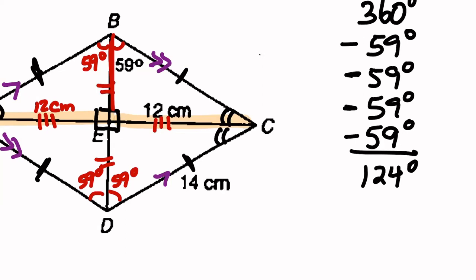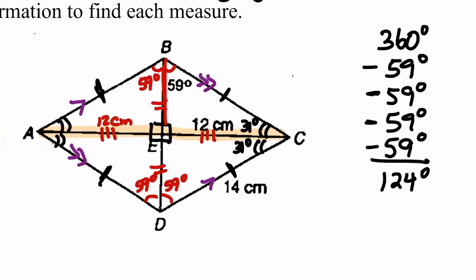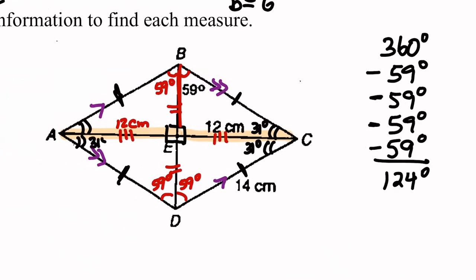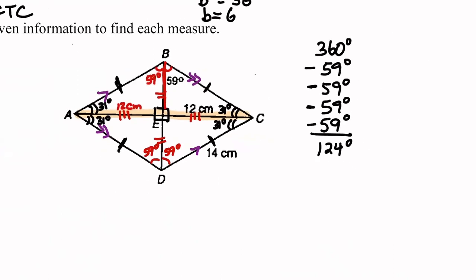90 plus 59 is 149. Subtracted from 180 is going to be 31. Right, so that would make each one of these 31 degrees. 31, 31. Since we know they're all congruent, they're all 31. Or I could have just taken this and divided it by 4, and that would have given me 31 degrees. Either way, we got what we were looking for.